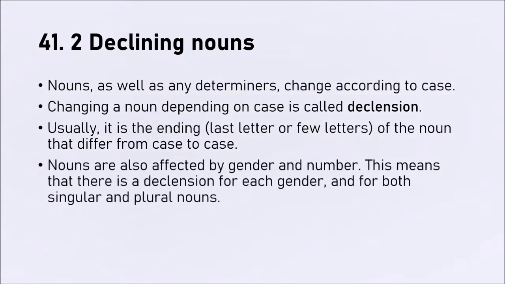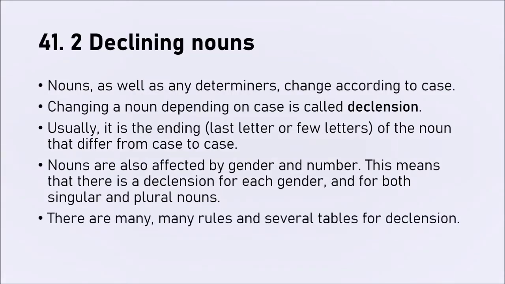Remember that Russian nouns have their own gender, masculine, feminine, or neuter, and we can also start pluralizing them. This means that there is a declension for each gender and for both singular and plural nouns. As you can guess, there are many rules and several tables for declension. There's no need to memorize them though, unless you really want to, of course.